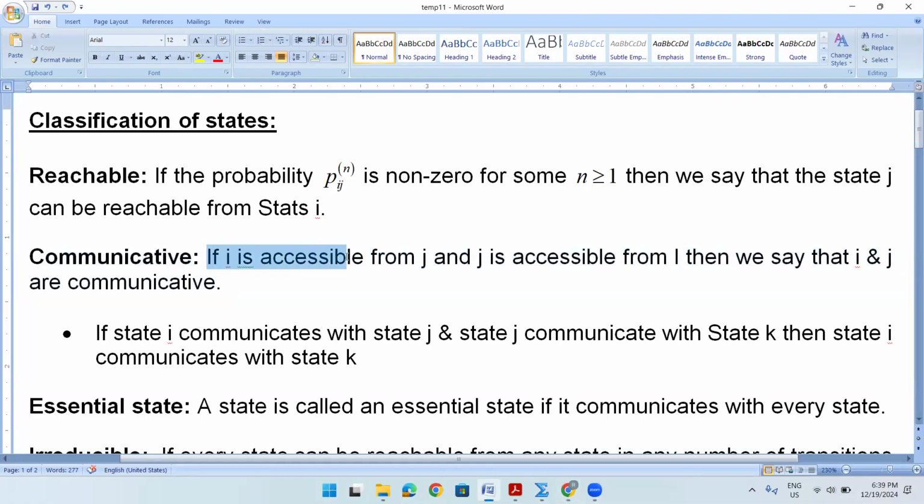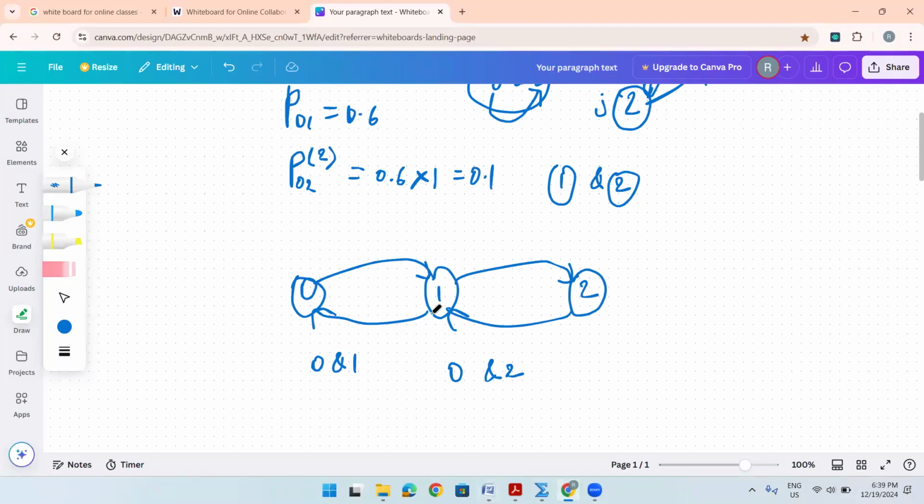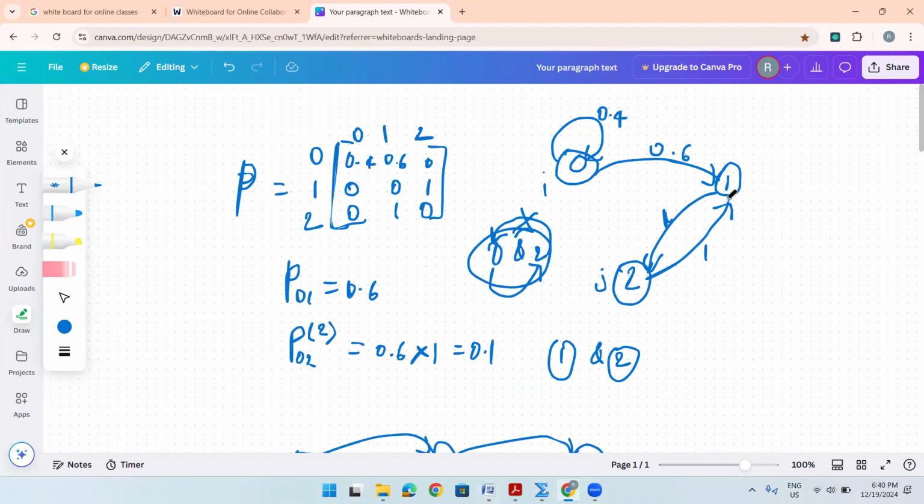So we say that 0 and 2 are communicative. That is, if i is accessible or reachable from j, and j is reachable from i, this is small i, then we say that i and j are communicative. Here 0 and 1 communicate, and 1 and 2 also communicate, in both ways we can move. 0 and 2 are also communicative. But in the other case, only 1 and 2 are communicative. 0 and 2 are not communicative, and 0 and 1 are also not communicative, because 0 can communicate to 1, but 1 cannot reply.